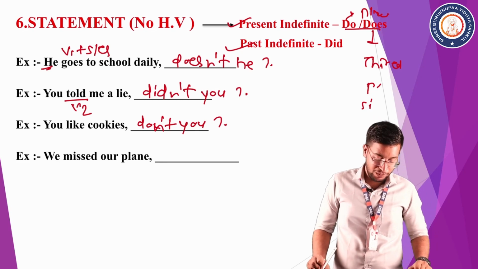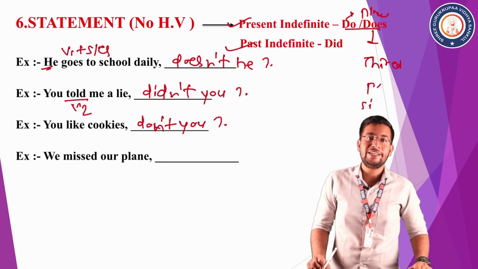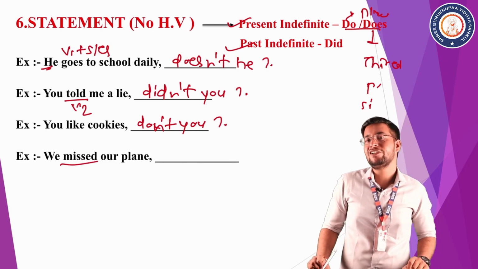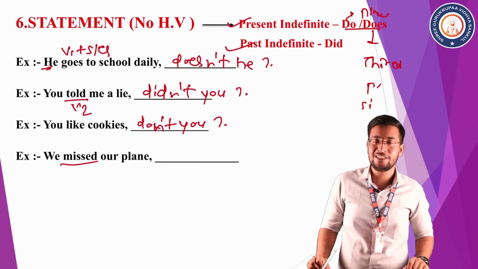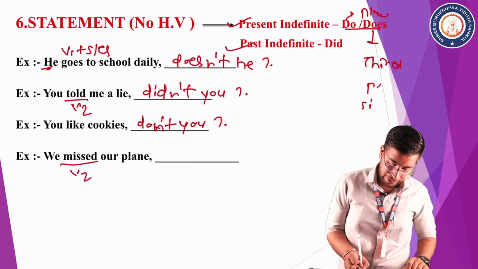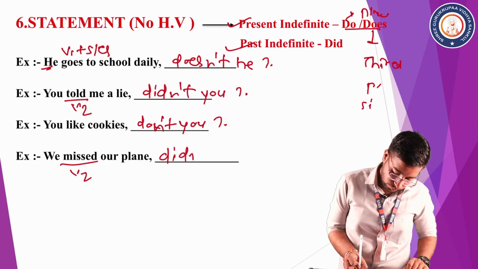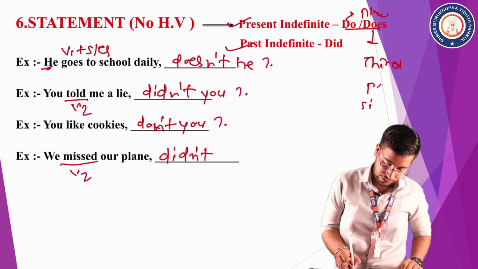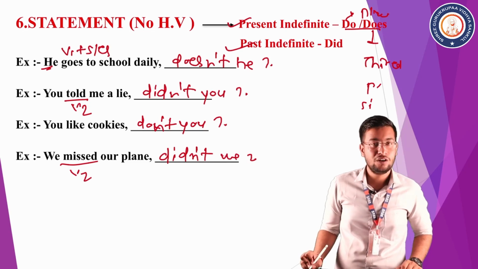Our last example: we missed our plane. We missed our plane. So what is this? Is it an example of present indefinite or past indefinite? Yes, it is an example of past indefinite. Why? Because this is V2. So it will become didn't, and at the end we will use the subject, we. So it will become didn't we.